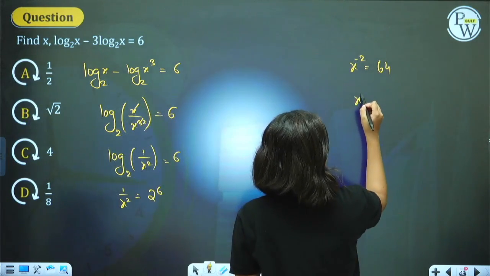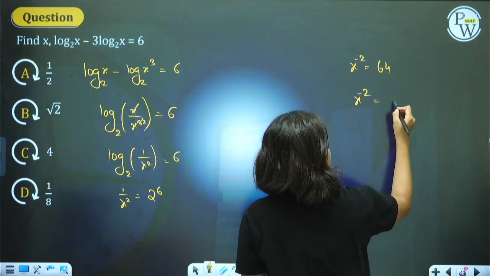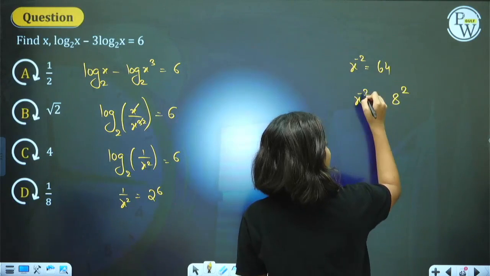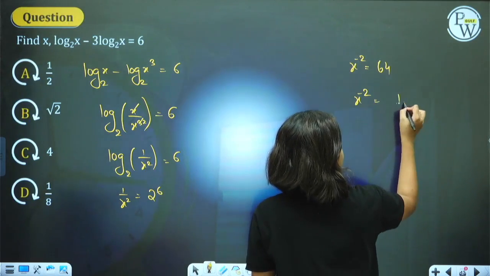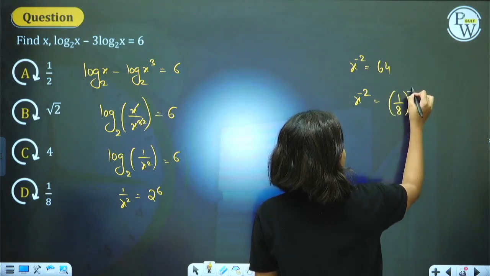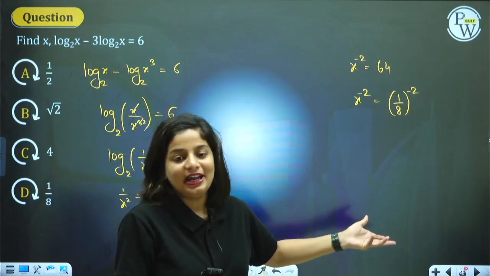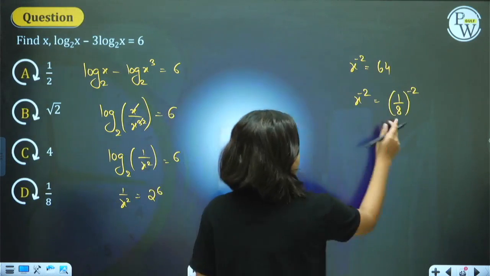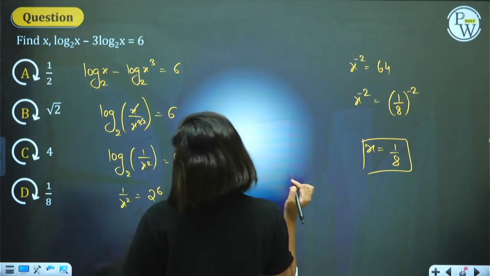Yeah, it is 8 square, but 1 by 8 square. I need minus 2 in the power. So we'll write 1 by 8 raised to minus 2. Do you agree? 1 by 8 raised to minus 2 is nothing but 8 square, which is 64. And x can be equated to 1 by 8. Option D.